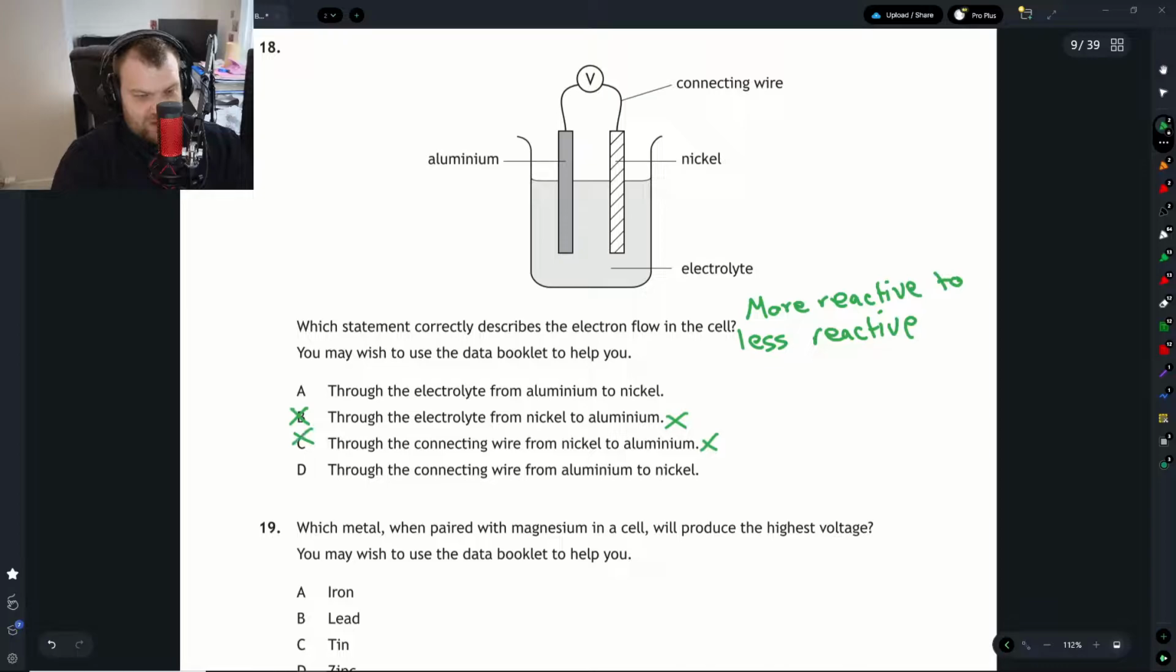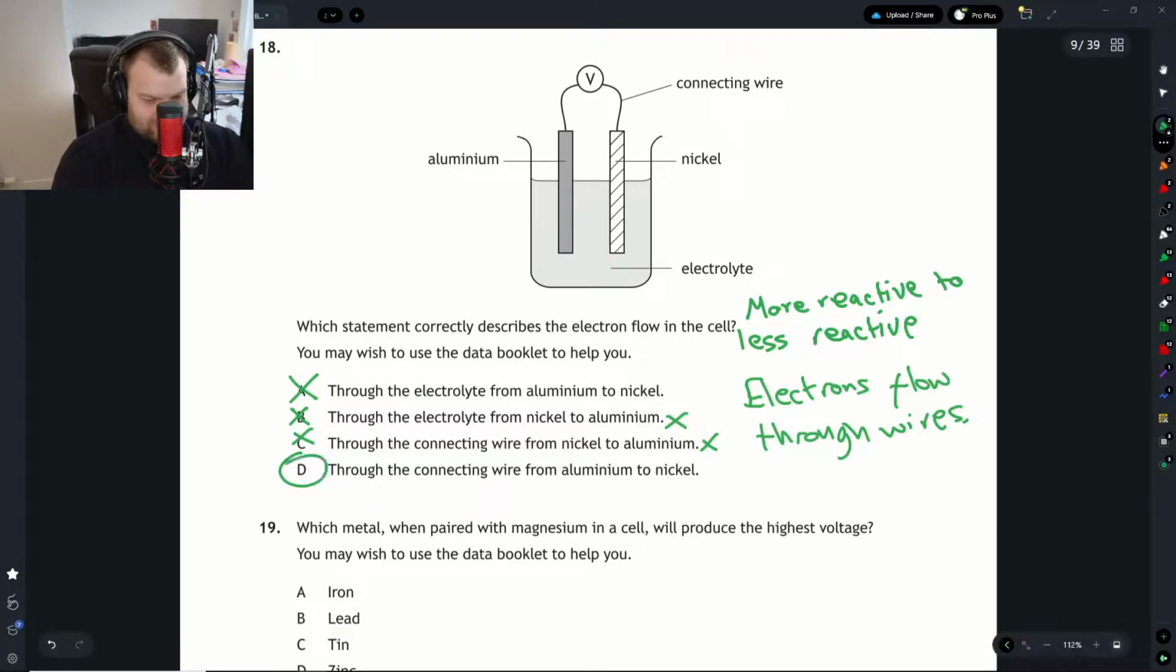Next up, if we've got electrons flowing, electrons flow through wires. So anything that doesn't say anything about it going through wires is wrong, and A would be incorrect. It talks about electrolyte, which is a solution. That's not what happens. But we do have electricity going through those parts.